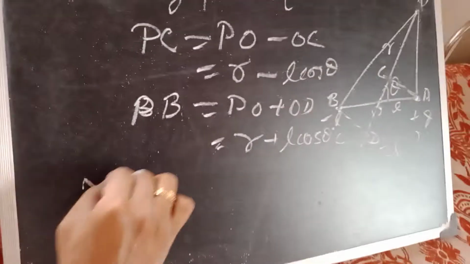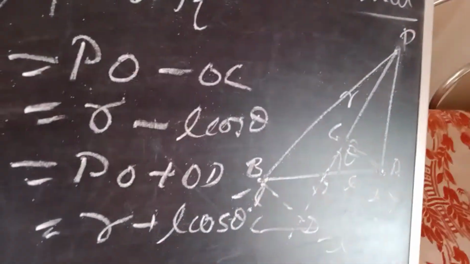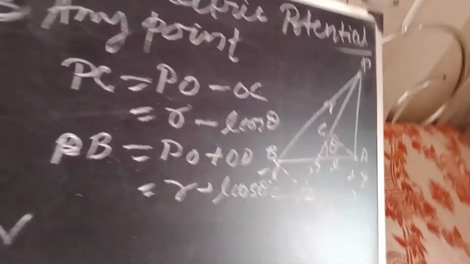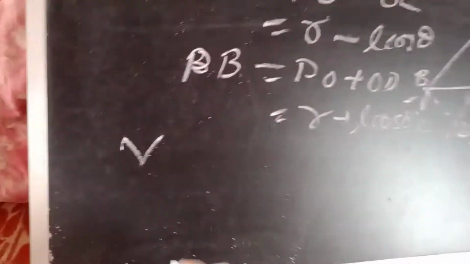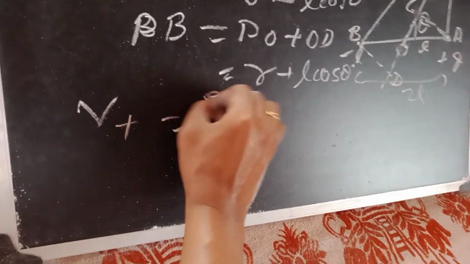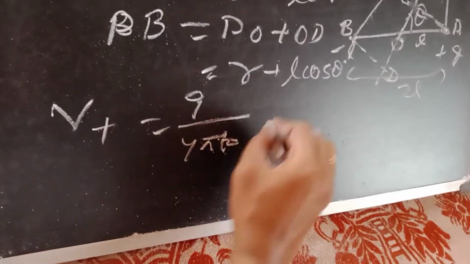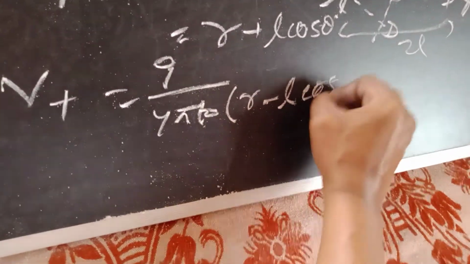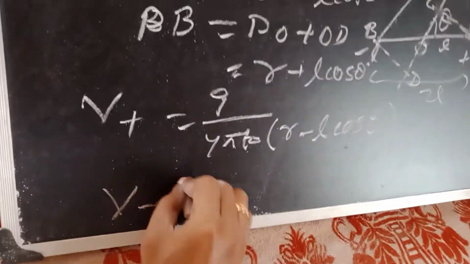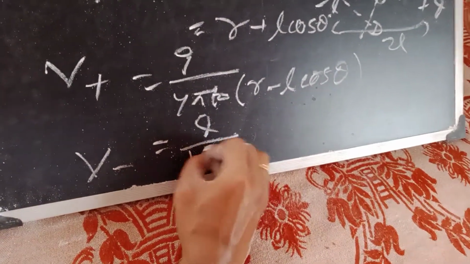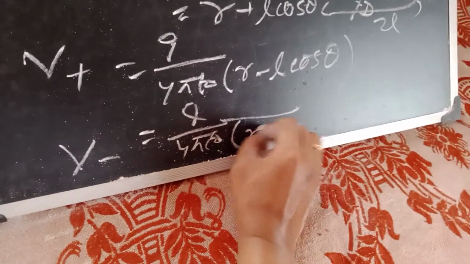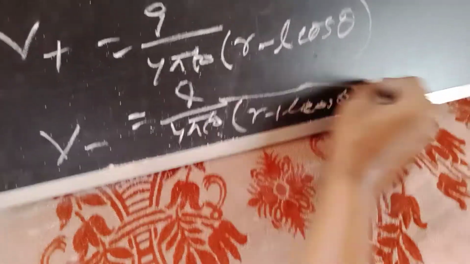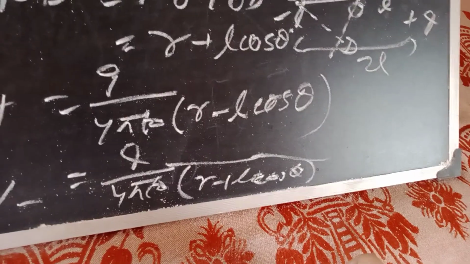So the potential for plus q at that point will be V plus equals q by 4 pi epsilon naught times r minus l cos theta, and V minus equals q by 4 pi epsilon naught times r plus l cos theta.